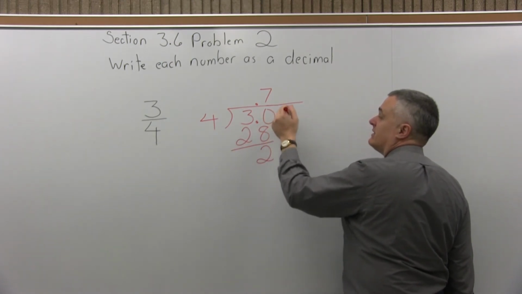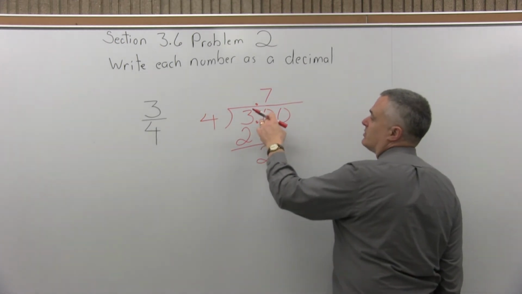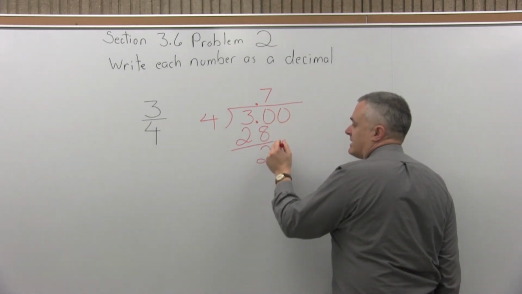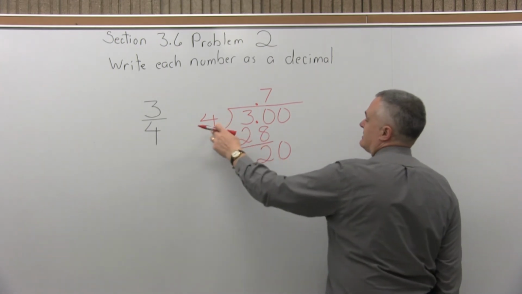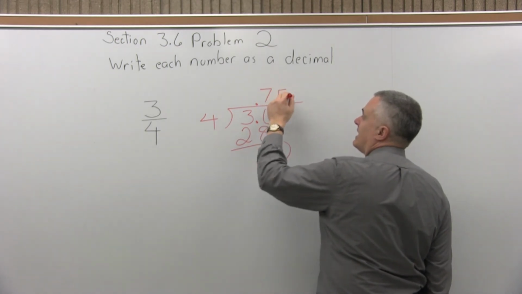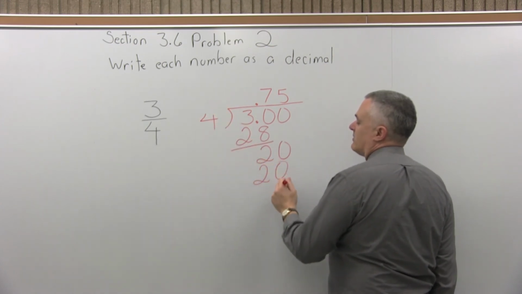So you can fill in as many zeros as you have to. So I'll put in another 0. I'll think of it as 3.00. And now that second 0 I can bring straight down. Treat it as a 20. Now 4 divides into 20. It goes in 5 times. And now it'll go in evenly. 5 times 4 is 20. You have a remainder of 0.